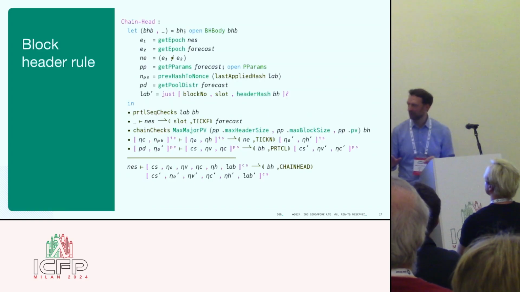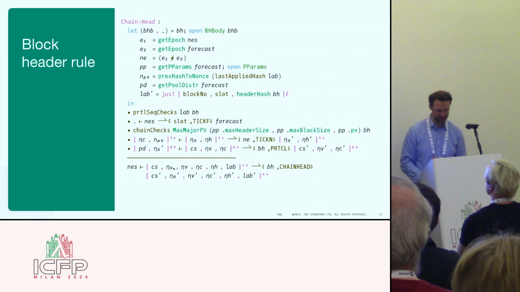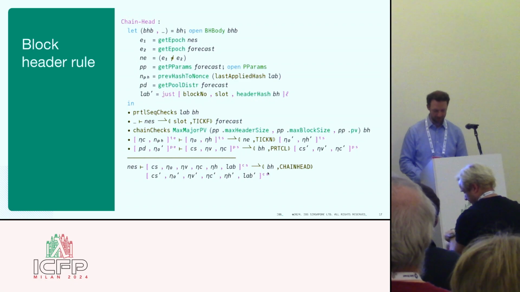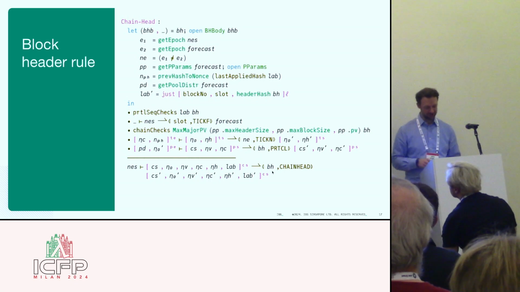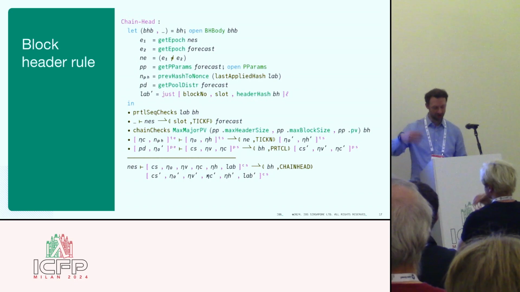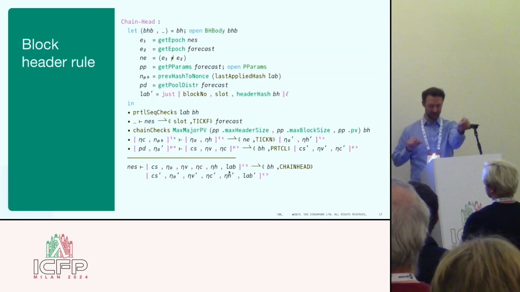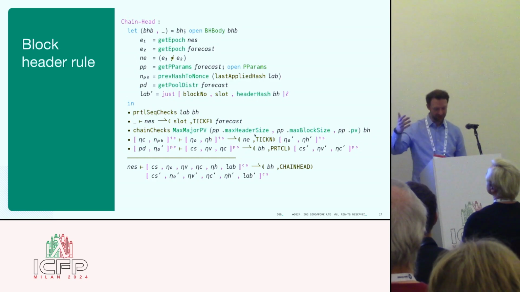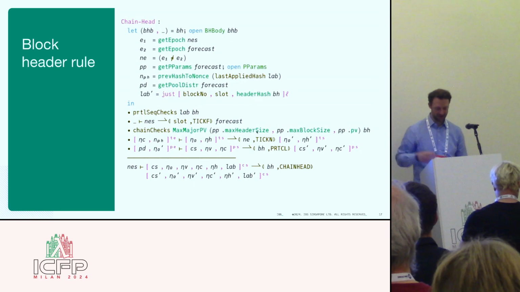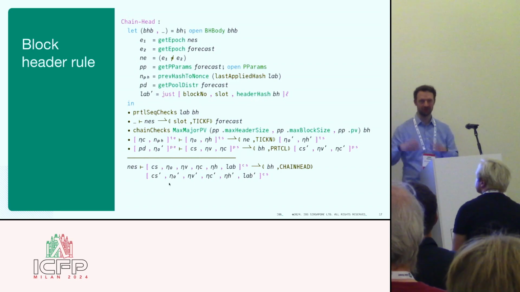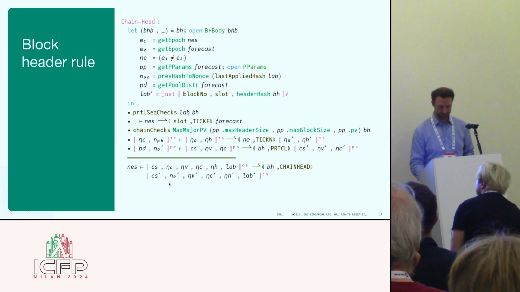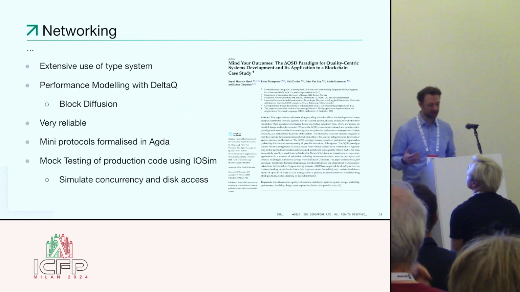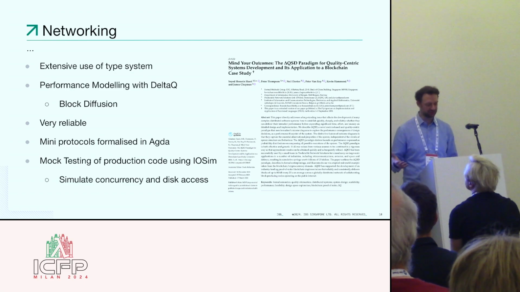And this is a rule. I'm not going to go into details, but you can see it's similar in style to the ledger rule. It uses the same framework, which we can reuse. And here, you have a state, which is some certificates and some nonces, some random numbers, and a pointer to an earlier block. And then when you process a new block header, if it's okay, then you update all these things. So it's the same kind of approach. In networking, they also have used the type system extensively.